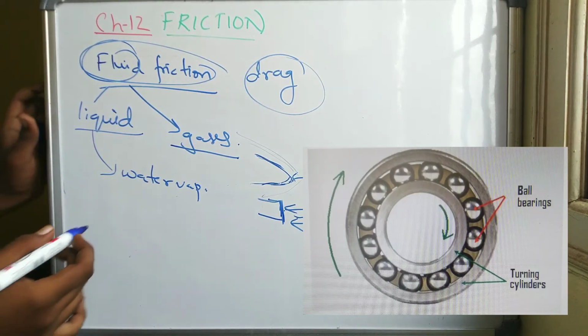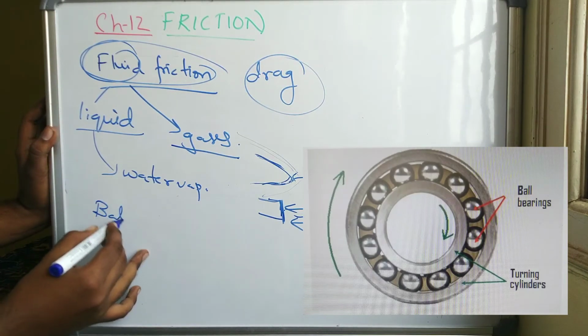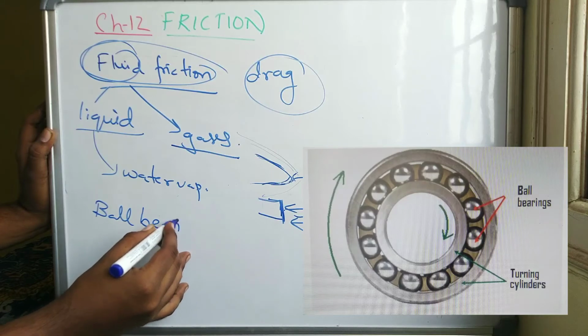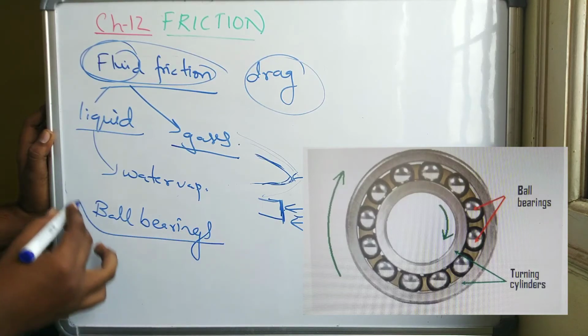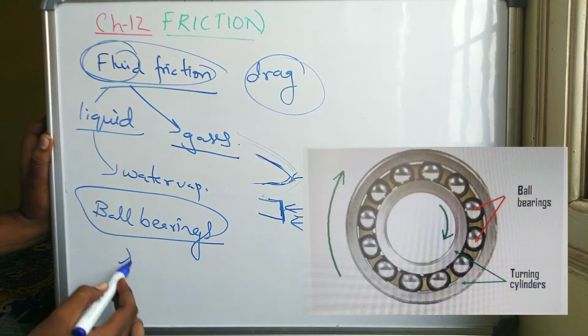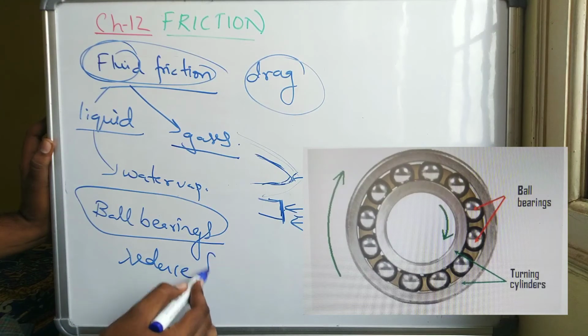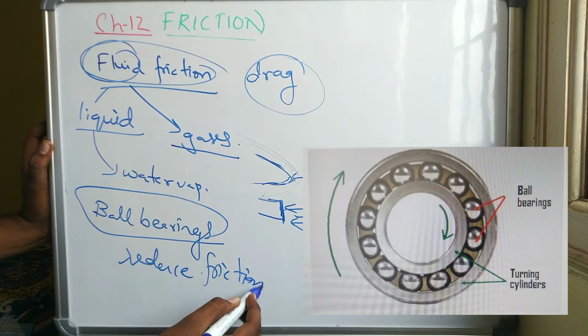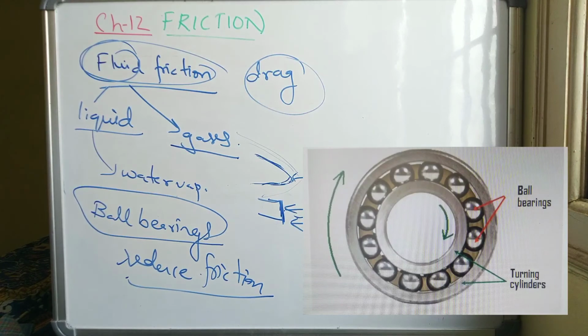One more thing is ball bearings. Ball bearings are there in fans as well as bicycles in order to reduce what? Friction. Try to understand, in order to reduce what? Friction.